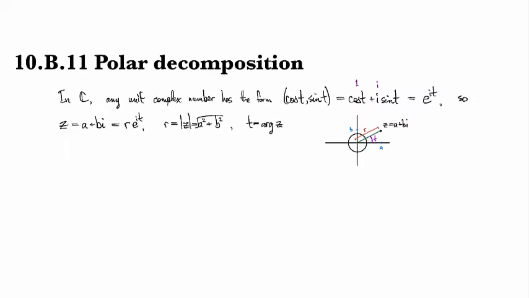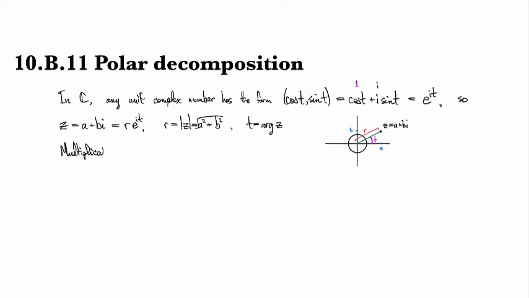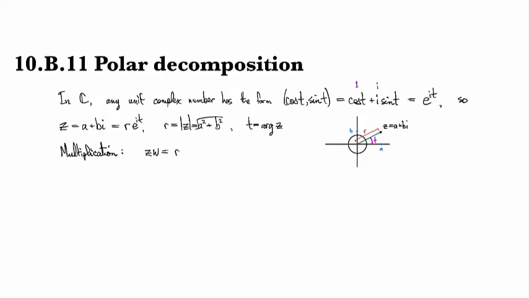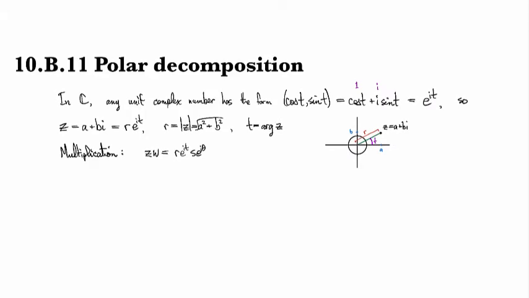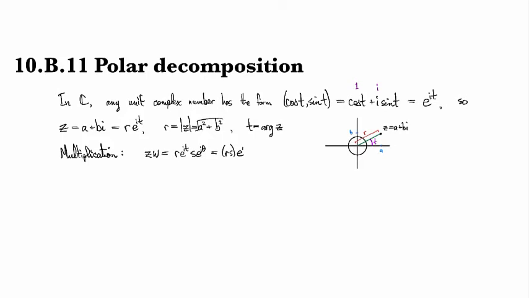So then when we do multiplication, say we do z times w, then this is going to be r e to the it, and for w, let me write w as s e to the i theta, say. Then what we see is that the magnitudes multiply together, but by the rule for exponential arithmetic, this is i(t plus theta). So the angles add.